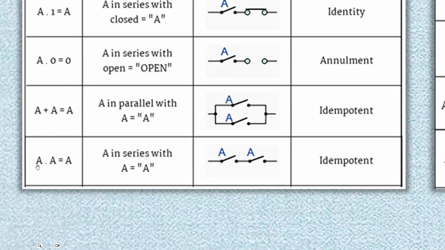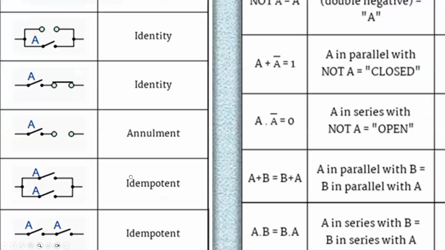If you have A and A, you're always going to have A. If you have both of them, that's the AND, both of them are going to be on, then you're going to have the rung as true. Right? So that's these here.